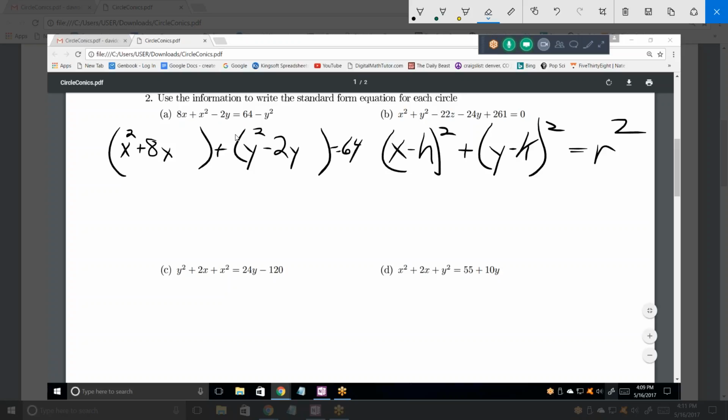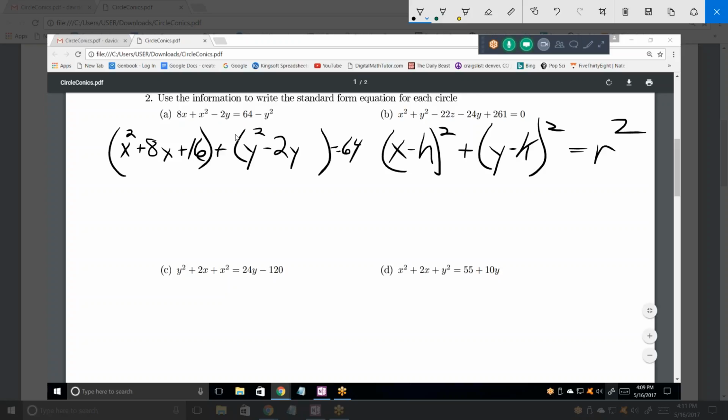Now, to turn what I have on the left into what I have on the right, I've got to complete the square. Complete the square in the left set of parentheses. How do I complete the square? You take half of the coefficient of the x term and you square it. That's simple.